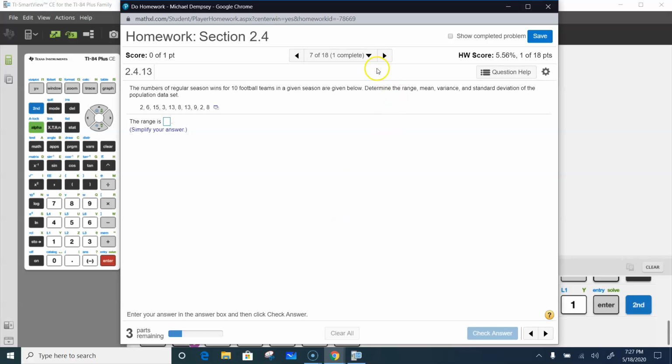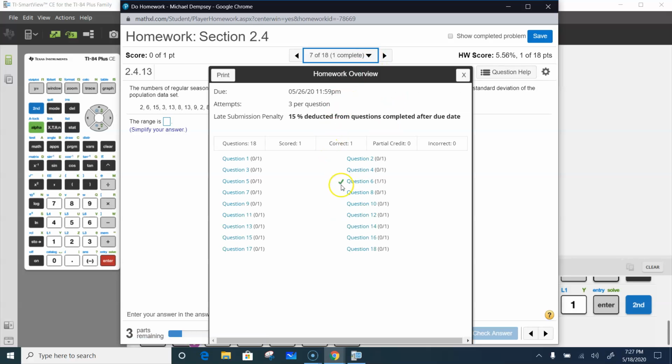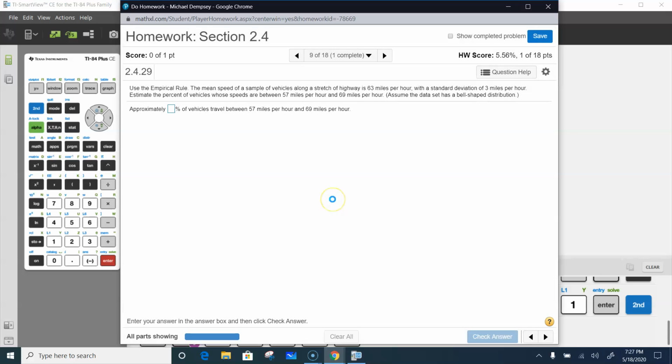Okay, so I want to jump to number 9. See what that looks like. So use the empirical rule. This is that 68, 95, 99.7 rule. The mean speed of a sample of vehicles along a stretch of highway is 63 miles per hour with a standard deviation of 3 miles per hour. Estimate the percent of vehicles whose speeds are between 57 and 69. So let's think about this for a minute. 57 is 6 below 63, and 69 is 6 above 63.